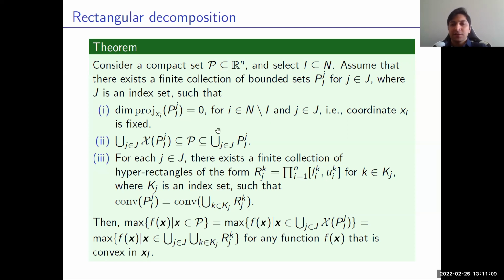The second condition is that set P is contained in the union of these Pj's, but it contains the extreme points of all these sets. And the third condition is that for each Pj, there exists a finite collection of hyperrectangles, R_kj, for an index set Kj, such that the convex hull of Pj is equal to the convex hull of the union of these hyperrectangles over K. If we satisfy these three conditions, we say that set P admits a rectangular decomposition with respect to this index set I. In this case, for every function f(x) that is convex in x_I, in the dimension of the selected indices, we have the following chain of relations. In particular, max of f(x) over P, the original set, is equal to max of f(x) over the union of extreme points of these sets Pj, which is equal to the max of f(x) over the union of hyperrectangles.